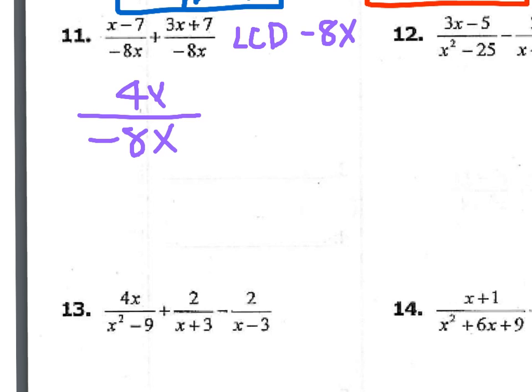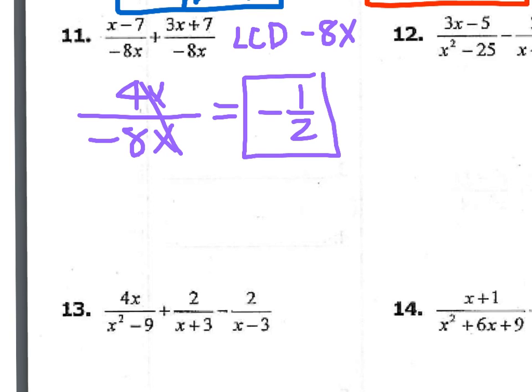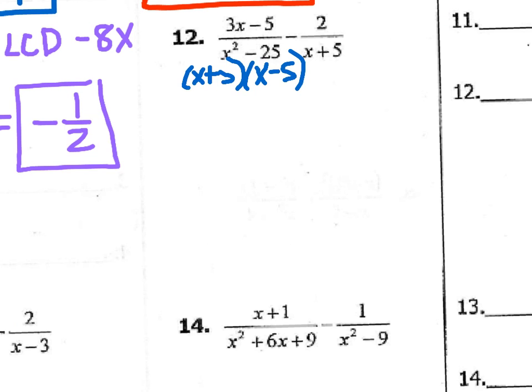Since I have two monomials here, I can just reduce this. The x's cancel out, and I end up with negative 1/2 as our answer. Number 12 is probably a better look at the types of questions you guys will have.